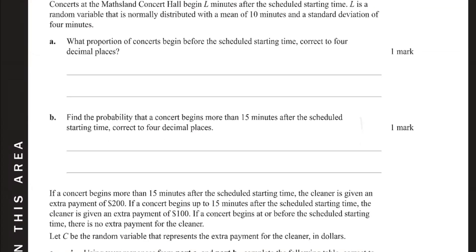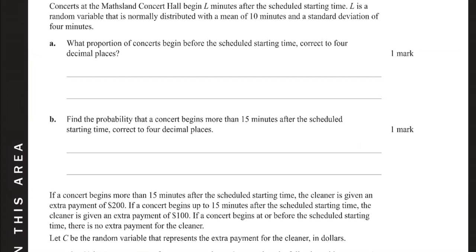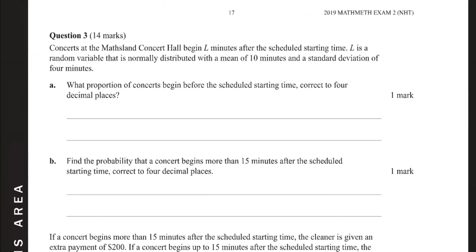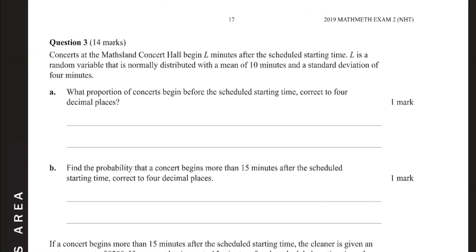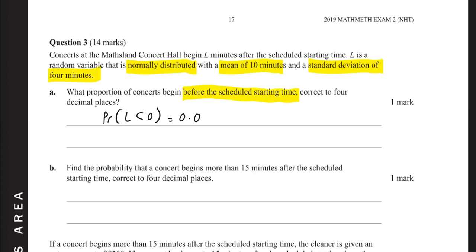2018 done. We're moving on to 2019 now. Now we're looking at concerts in Matt's Land, and we're given the random variable L, which is normally distributed with a mean of 10 minutes and a standard deviation of 4 minutes. We want to find the proportion of concerts beginning before the scheduled time. Anything before the scheduled time is when L is less than 0. Evaluate that using a CAS, you get 0.0062.